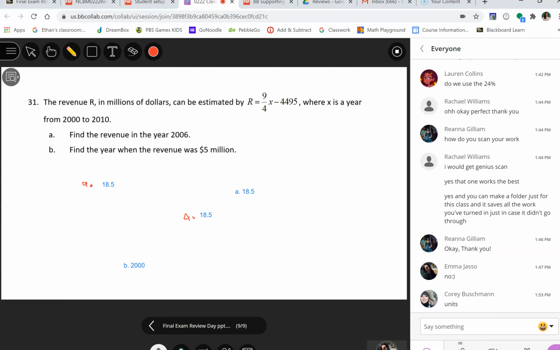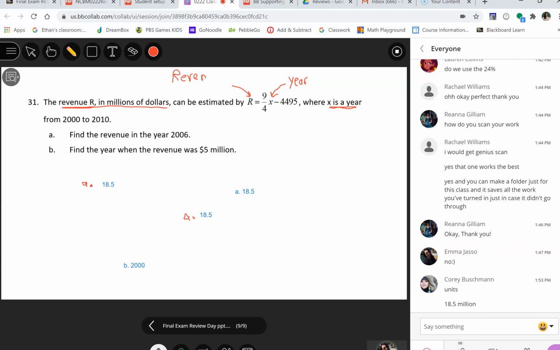What I do when I see an equation is I just label the stuff. So X is a year. And what was capital R? Capital R is the revenue in millions of dollars. So R is revenue in millions. Oh, almost right, Corey. Yes, you have to have the word million after it. But what else do you need?